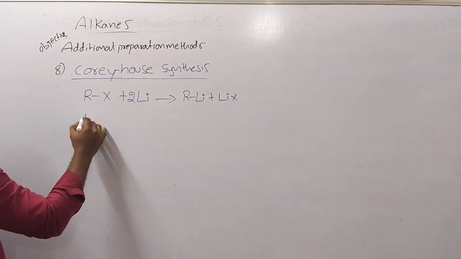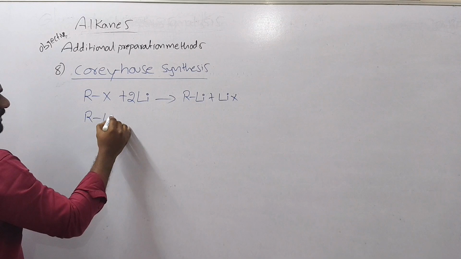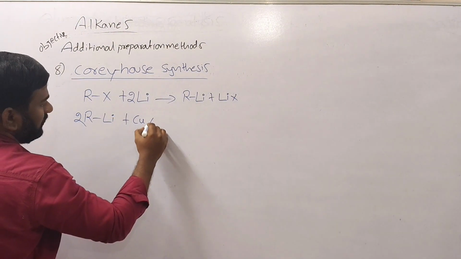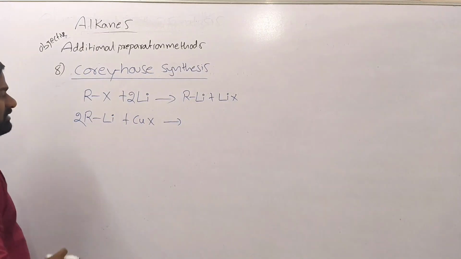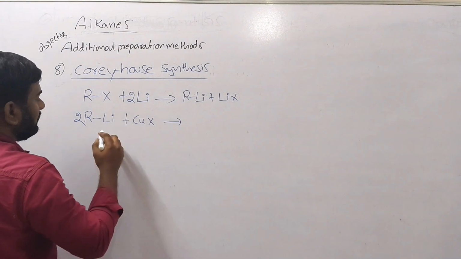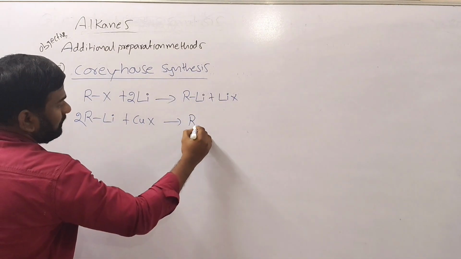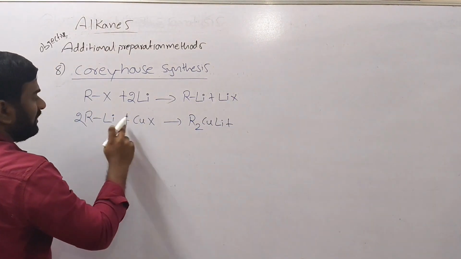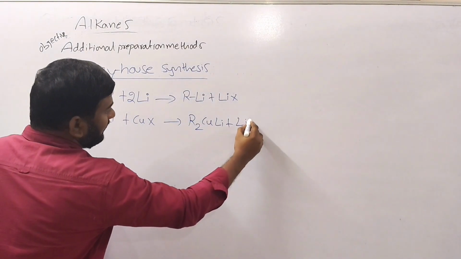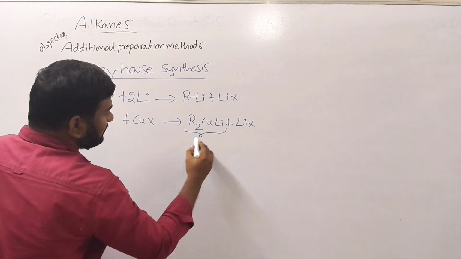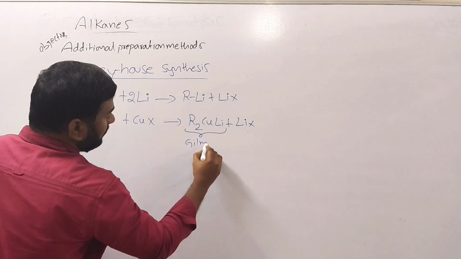This alkyl lithium reacts with CuX, cuprous halide. Here what is happening? Dialkyl copper lithium is coming, and one Li and this X will be removed as LiX. So in this way dialkyl copper lithium will be obtained. This is called Gilman's reagent.